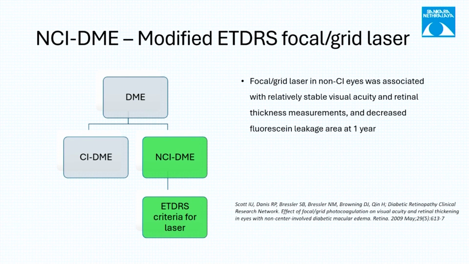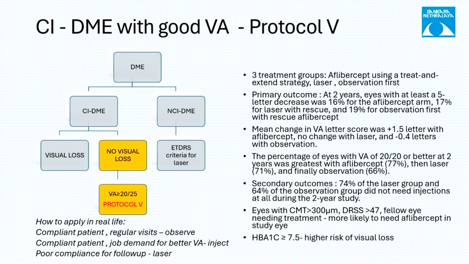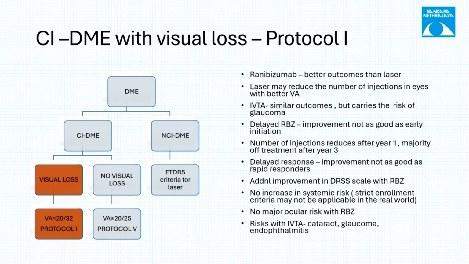So when do you use laser photocoagulation? You still need to know the ETDRS criteria. When the edema is non-center involving, you can use laser photocoagulation. It's one time and has a long-lasting benefit. Whereas if there is center involving macular edema, if there's no visual loss, you can just observe the patient. If there is visual loss, then you treat the patient. And depending on the vision, there are various trials which have shown that there may be a change in the outcome.